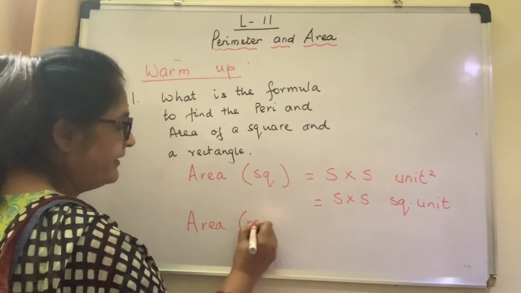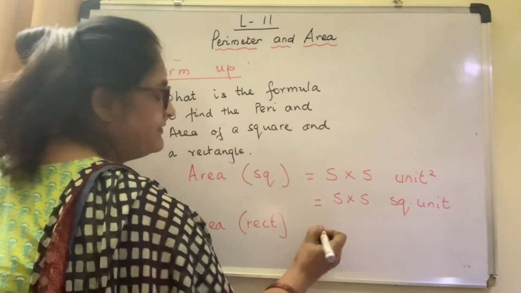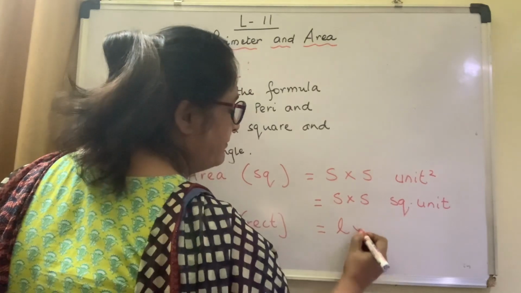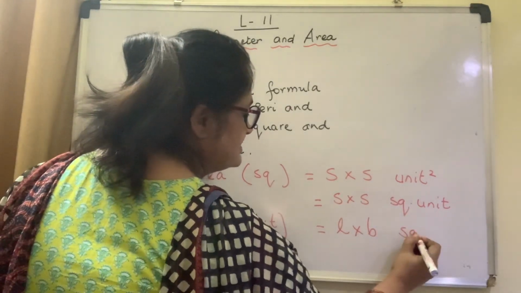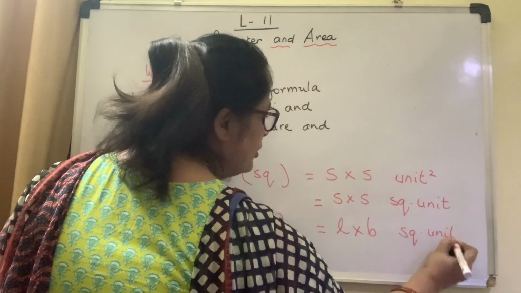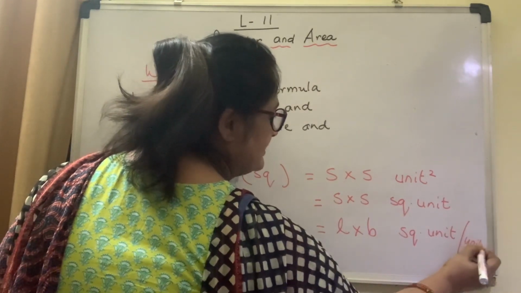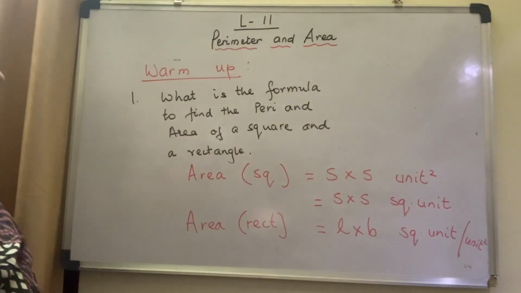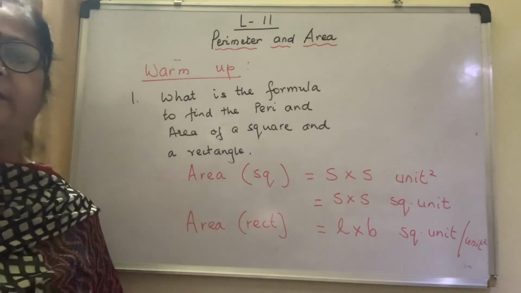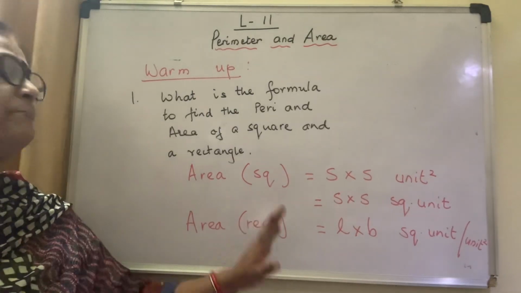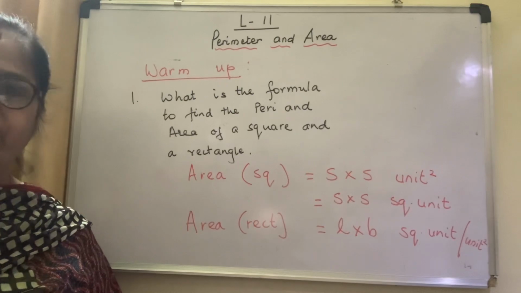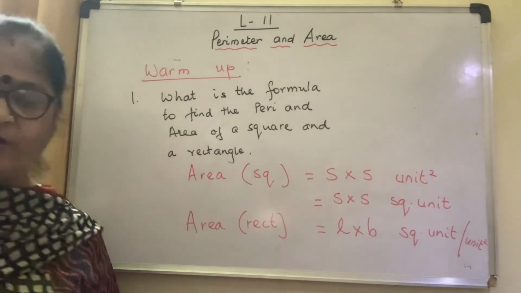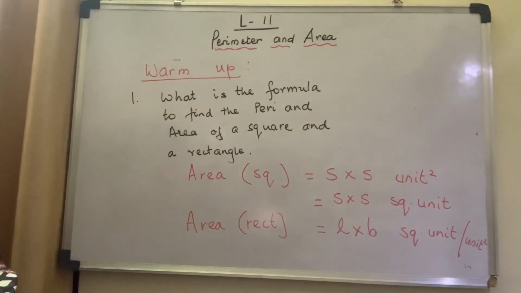Similarly, area of a rectangle is given by the dimensions of a rectangle, length multiplied by breadth, square unit, or you can write it as unit square. So this is the area of a rectangle. Area is found by multiplying the dimensions. Perimeter is found by adding all the dimensions of the given closed figure.